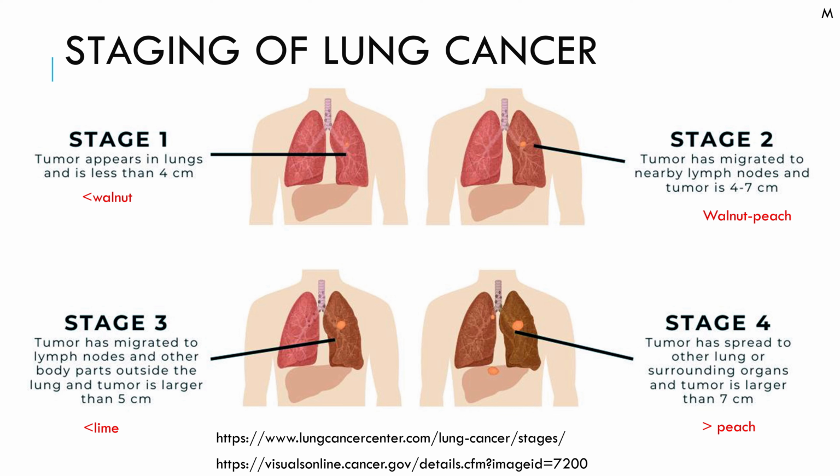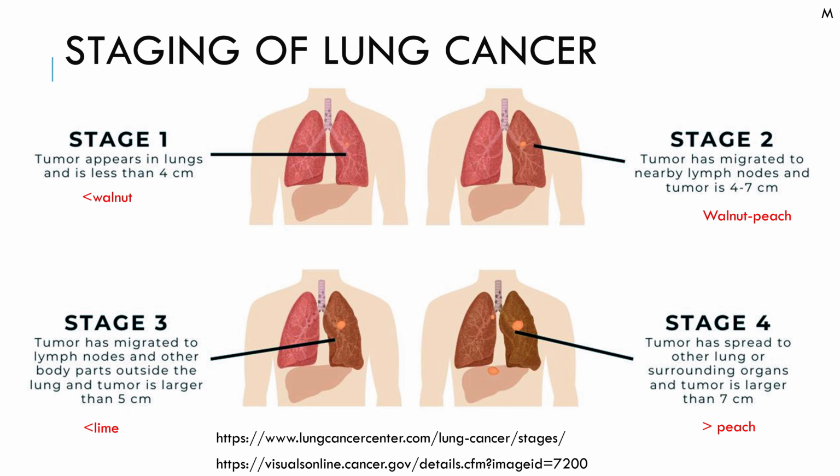So with cancers, there's 4 stages conventionally, and they are, as a rule of thumb, associated with the size of the tumor. Stage 1 is less than 4 centimeters, or approximately the size of a walnut, a little bit less. Stage 2, you're getting to that 4 to 7 centimeters, so it's going to be between a walnut and a peach size. Stage 3 is going to be a lime size, perhaps, and then stage 4 is going to be about the peach size, 7 centimeters or more.